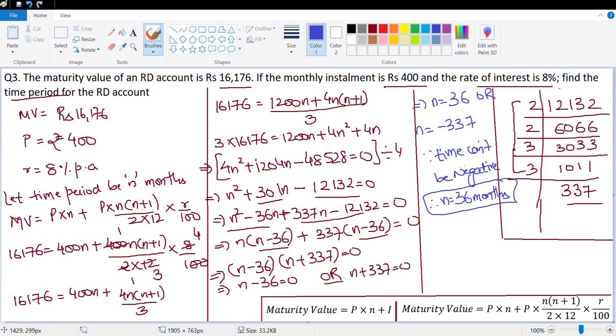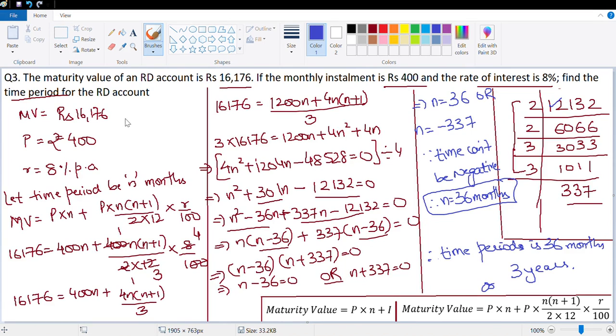Let's read the question. Find the time period. Therefore, time period is 36 months or 3 years, whichever way you want to write the answer. Now, interesting question because it required a big calculation of prime factorization. Let's look at the next question.